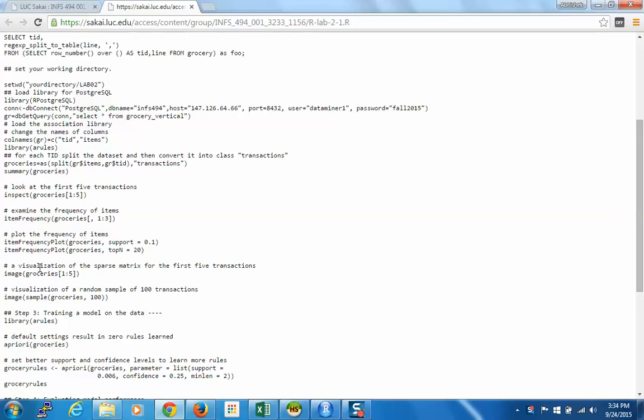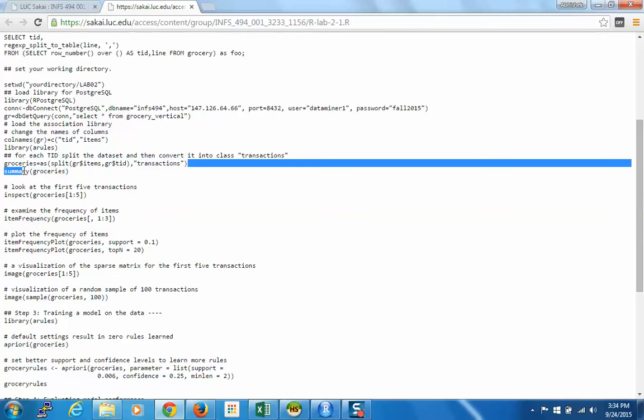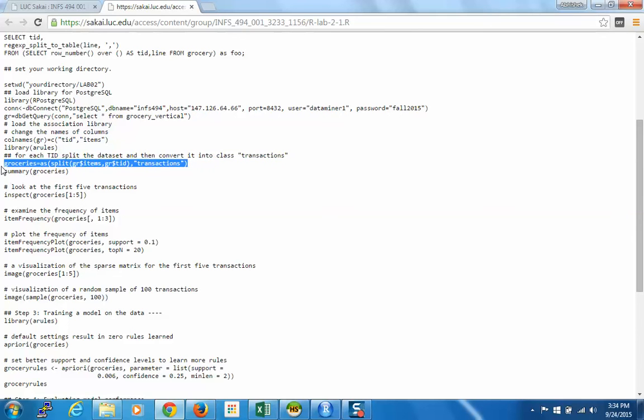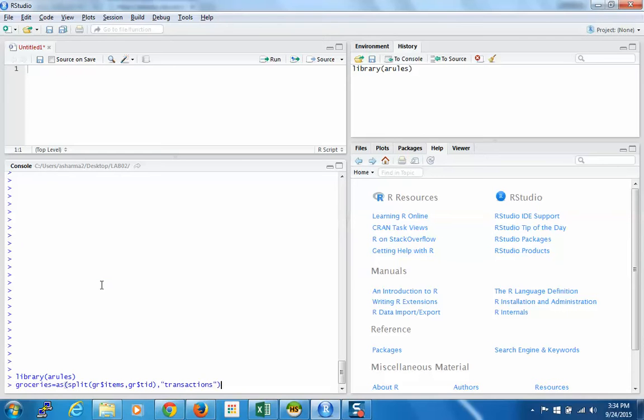Now, before we apply the apriori algorithm, we have to create those transactions in a manner in which the apriori algorithm or the arules package could understand. And that is a specific kind of transaction. So in order to make that transaction, we have to create it out of our database. And the syntax is right over here.